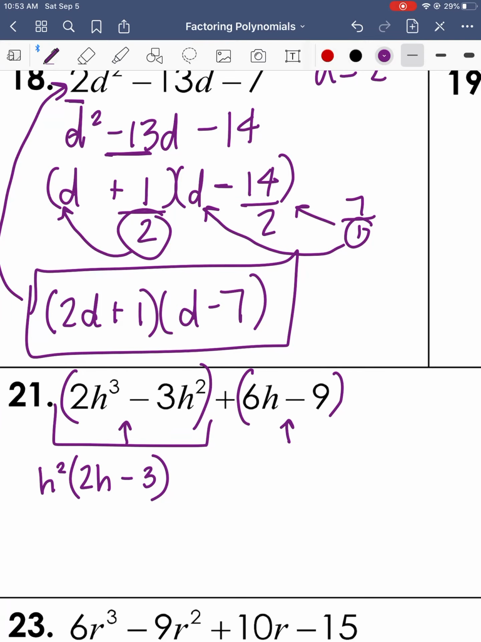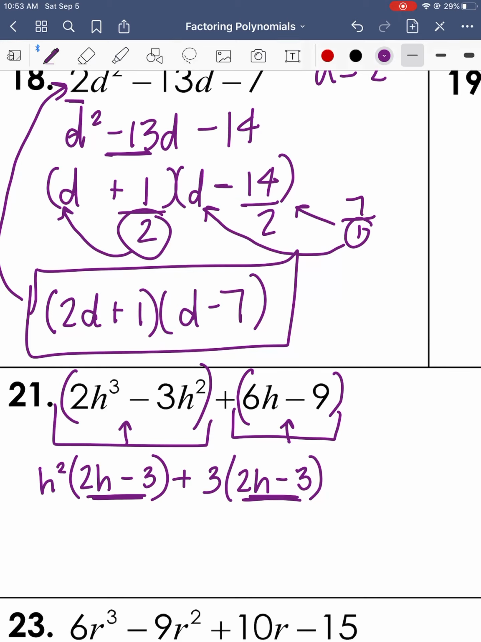And then here we'll factor out the second set of terms. We'll keep this addition here. Here we can factor out a 3 from these guys. So factor out a 3, we're left with 2h minus 3. Does that look familiar? It looks familiar to me. Okay, so now we have 2 terms that are the same.